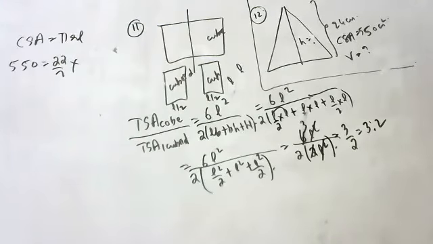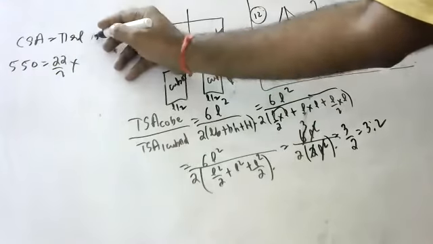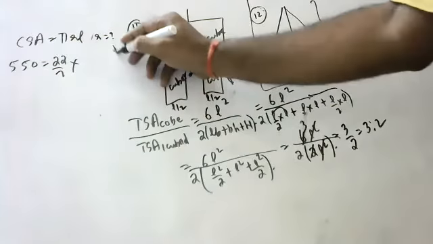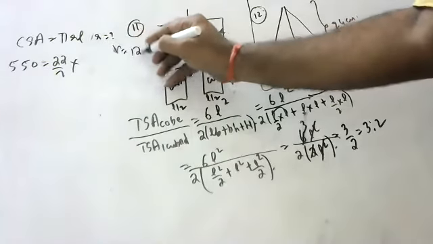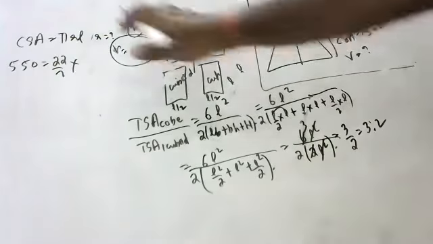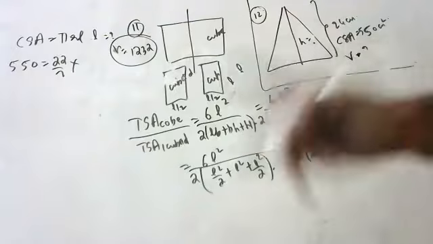Okay. Let's find out radius if height is 24 and the volume is 1232. Find the slant height if volume is 1232.